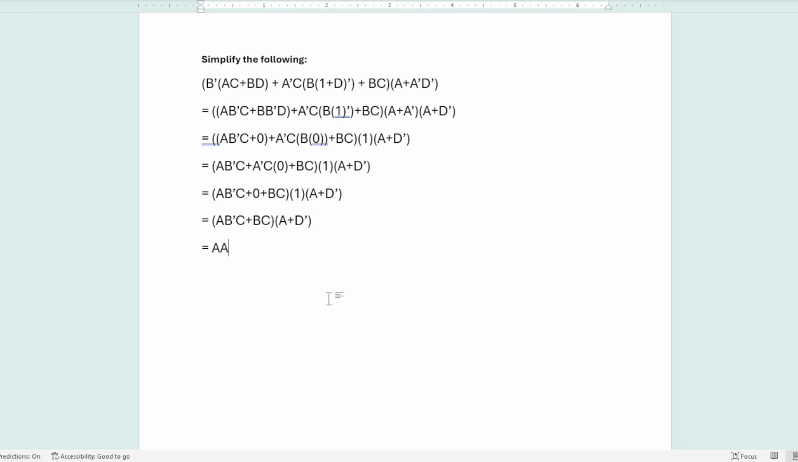So a b prime c plus a b prime c d prime plus a b c plus b c d prime. So this becomes a actually, so the next term will be a b prime c plus a b prime c d prime plus a b c. The remaining terms stay as they are, no change there. So now I think I have to find some common stuff there.